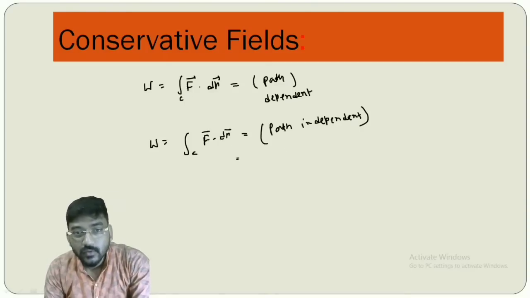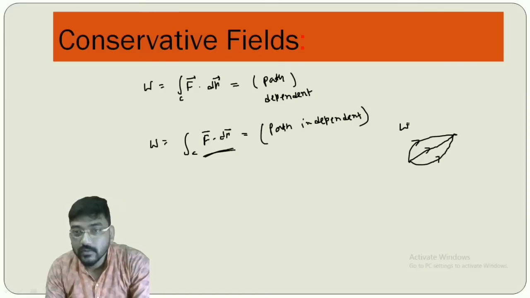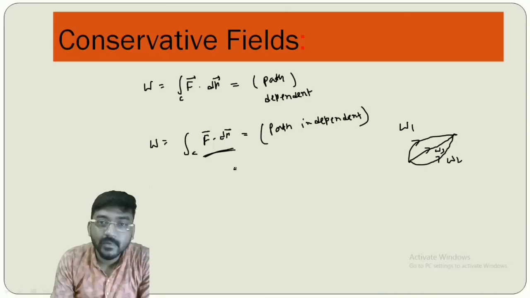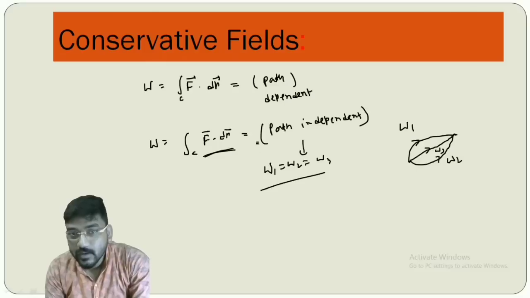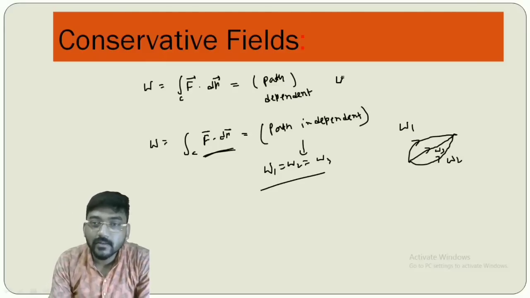Whenever we see the work done along different paths or different curves, as we saw in the last problem, say w1, w2, w3, then when the integral is path independent, w1 is equal to w2 is equal to w3 for each and every path. But whenever there is a path dependent case, they will not be equal.